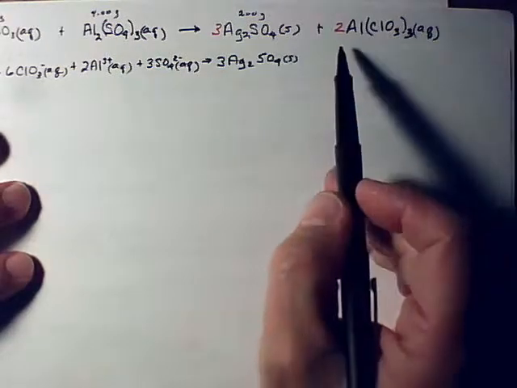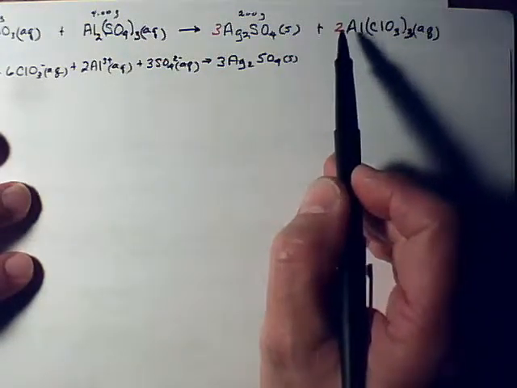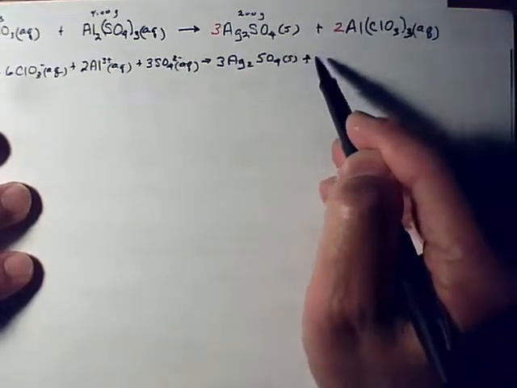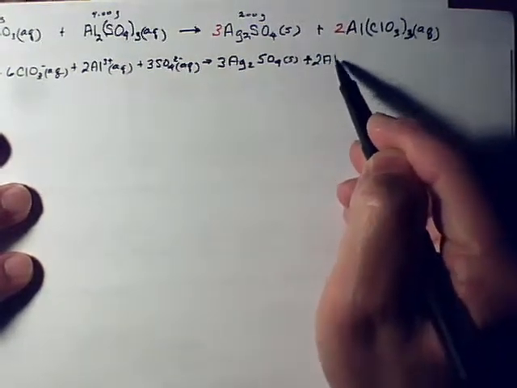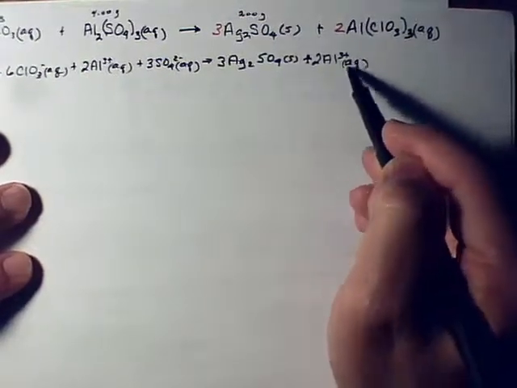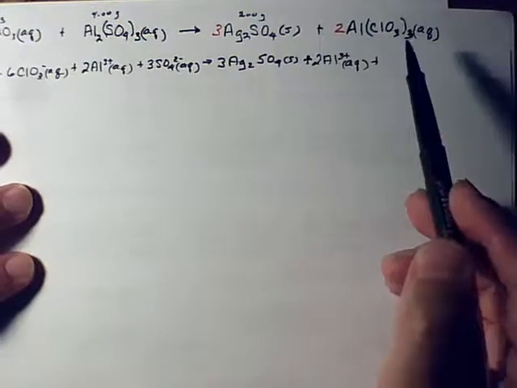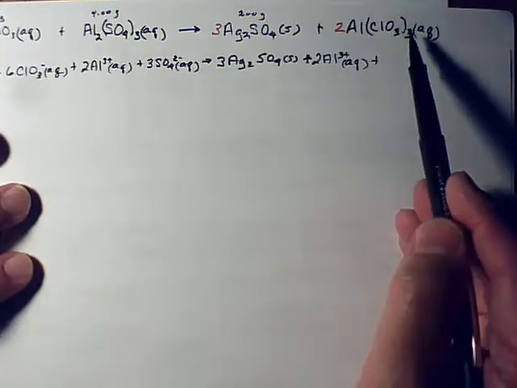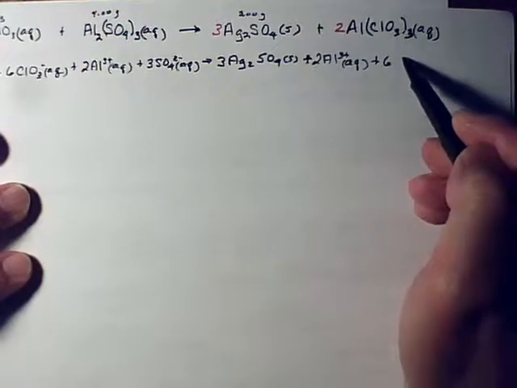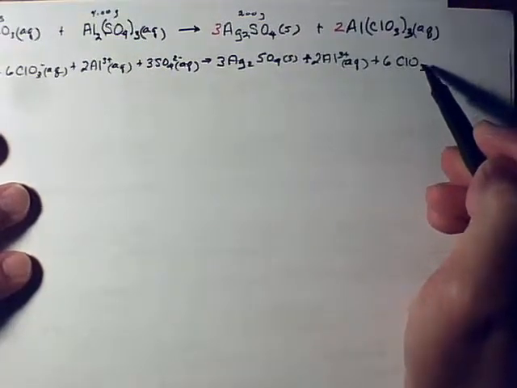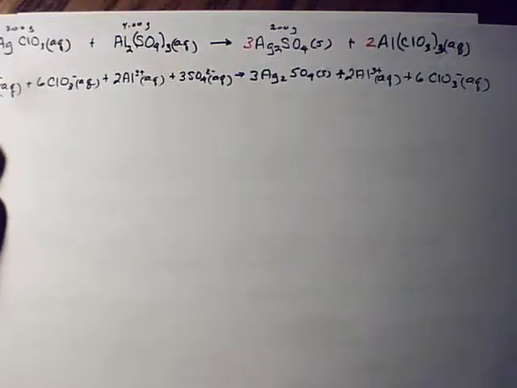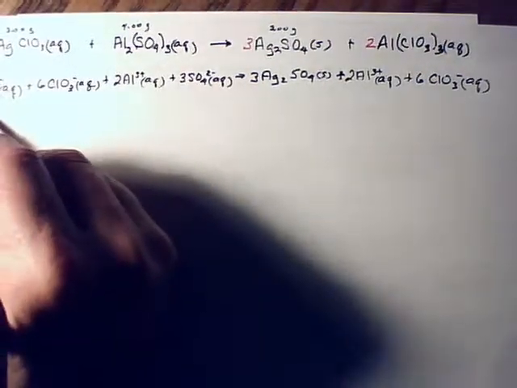Then we have 2 aluminums here. This coefficient 2 applies to everything. And we have 3 chloride ions in the formula times that 2. That's 6 chloride ions. And that is a complete ionic equation.